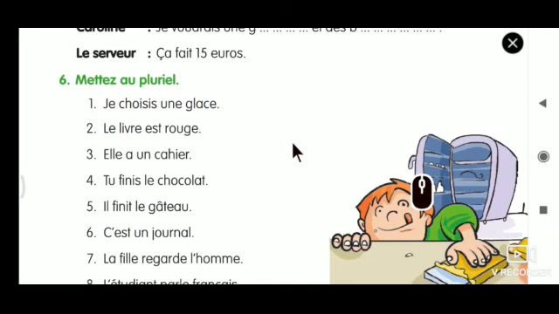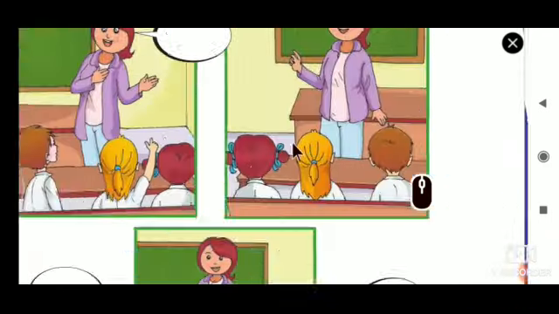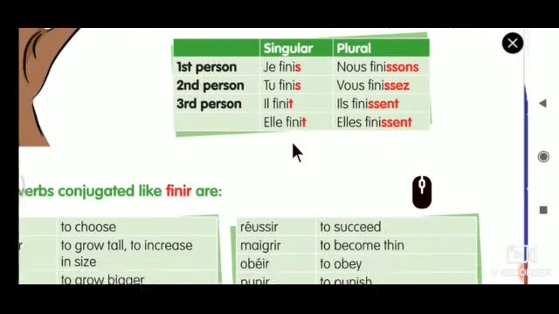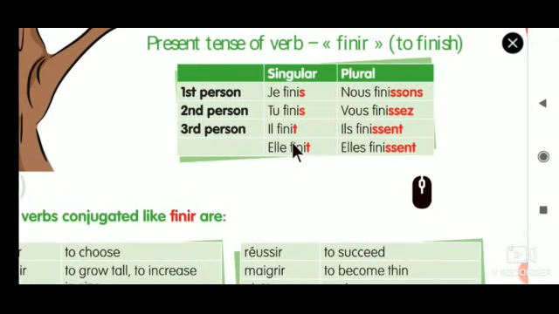Je choisis une glace. So what you have to do is go to this page, where singular is given here and plural is given here. This is the thing you have to follow. In the question format, everything based on singular will come like this. If you get je, you have to put nous. If you get tu, you have to put vous. If you get il or elle, you have to put this.